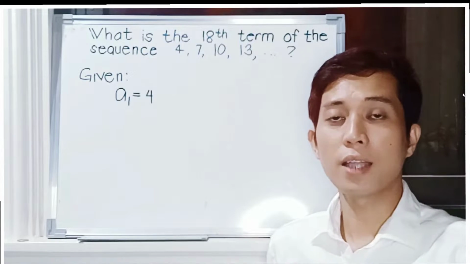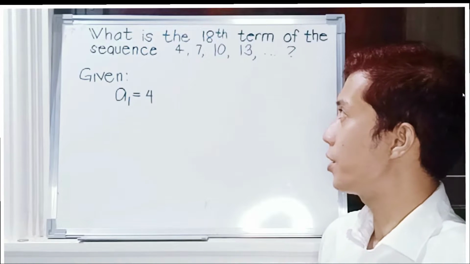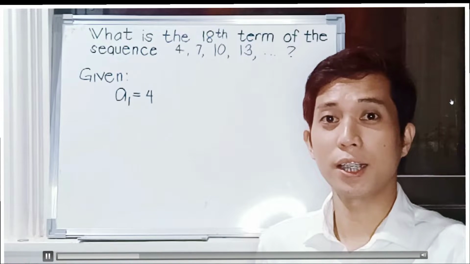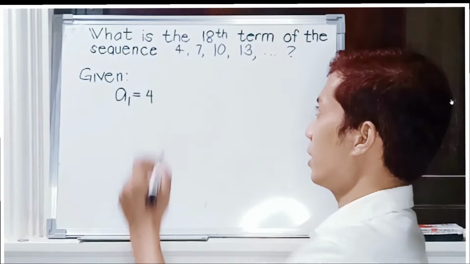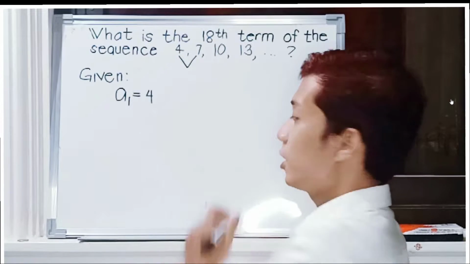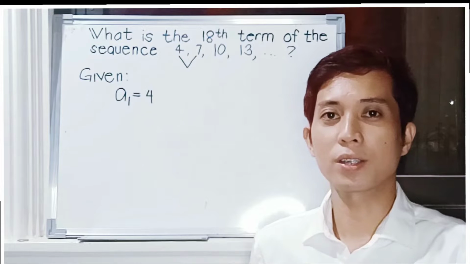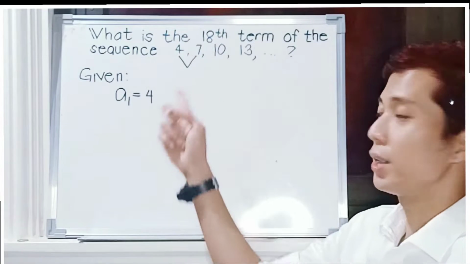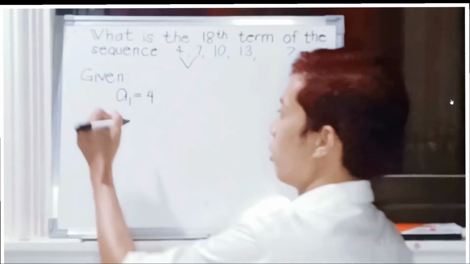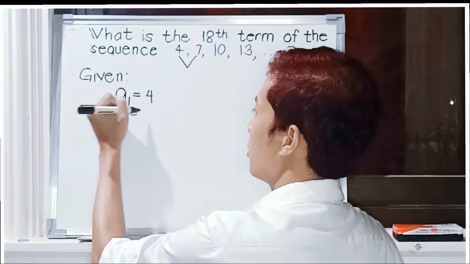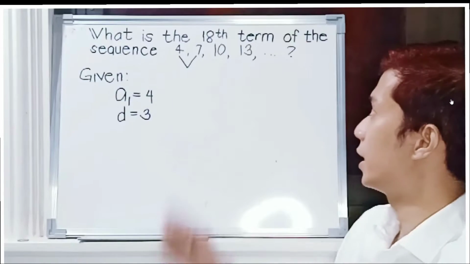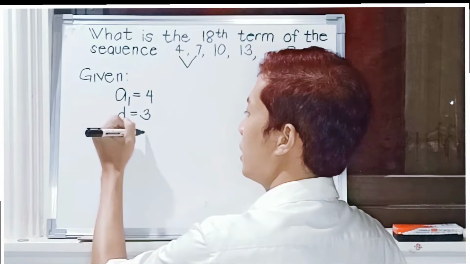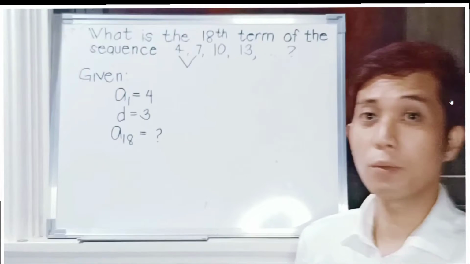Next is to write down our common difference. What do you think is the common difference in the problem? Yes, you are correct. That is 3. How did we get 3? To get the common difference, we simply subtract any two consecutive terms of our sequence. In this case, let's take the second and the first term. So subtract 7 by 4. 7 minus 4 is 3. Therefore, the common difference in the sequence is equal to 3. We are asked to find the 18th term of the sequence, so that means a sub 18 is missing. That's what we are looking for.